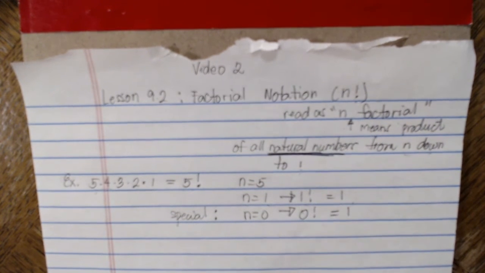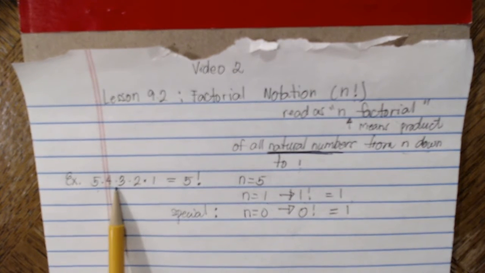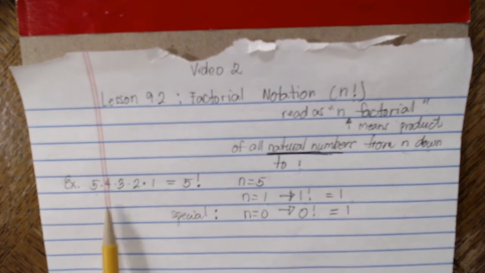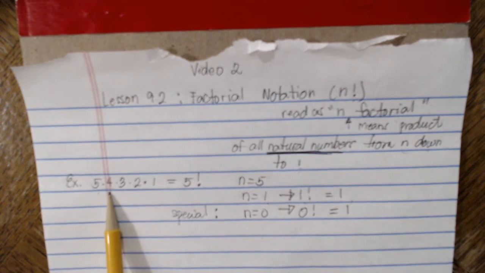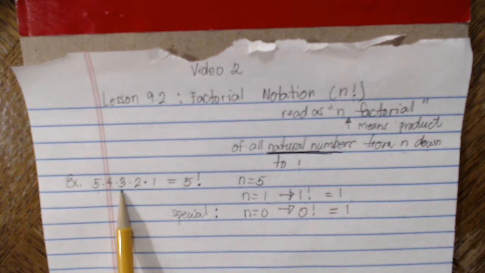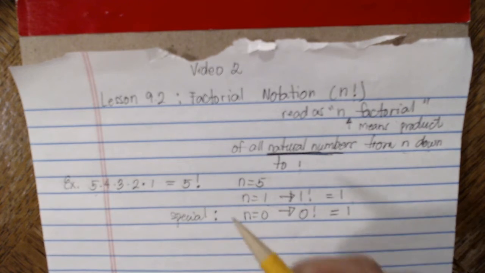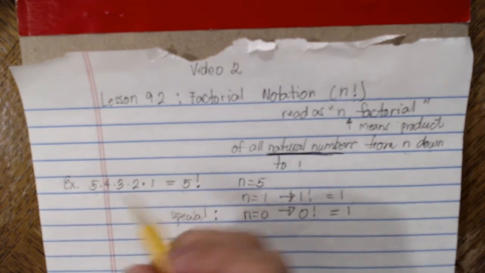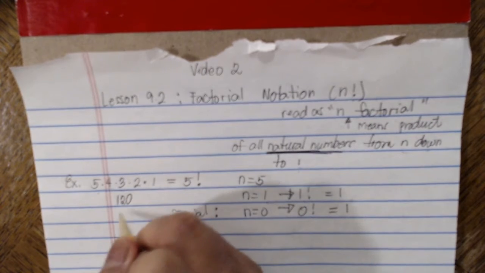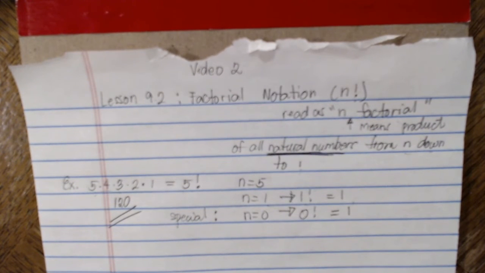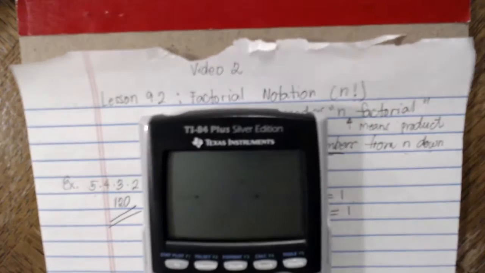Okay? So now, what is 5 times 4 times 3 times 2 times 1? Well, 5 times 4 is 20. 20 times 3 is 60. 60 times 2 is 120. 120 times 1 is 120. So the answer is 120. And then, of course, you can always use your calculator to find the answer using factorial.